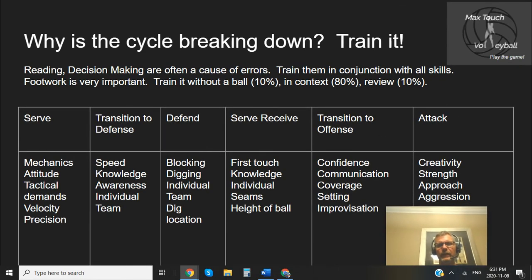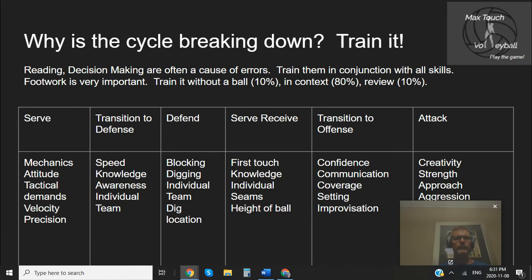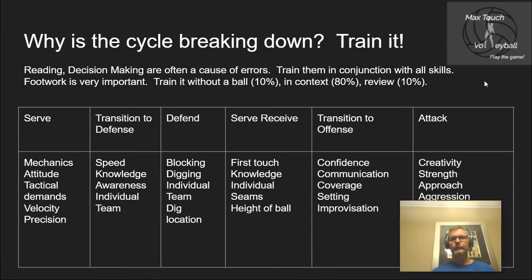What I have here is a list of things that could break down at various points in the cycle of actions. So I'd encourage you to click pause so that you can have a look at it and see if you can identify some of the things that break down in your own cycle of actions. I also want to let you know that just because I have it in a certain column doesn't mean that it couldn't be happening elsewhere.